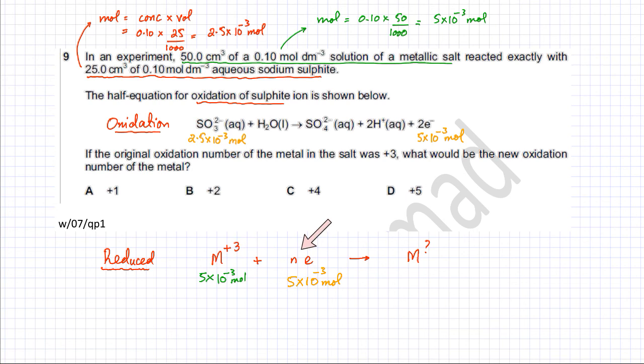So now I know the value of N, which is basically 1, so I can rub that off. That means one M+3 is gaining just 1 electron. If M+3 gains 1 electron, it would become M+2. So now I've figured out the final charge on the metal in the salt. It's going to be M+2, and the answer is going to be option number B.